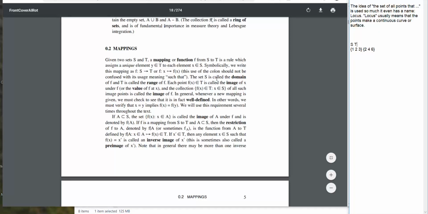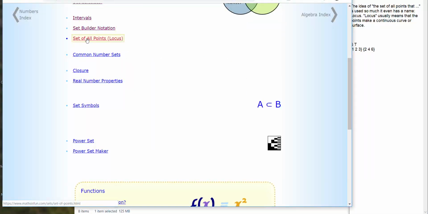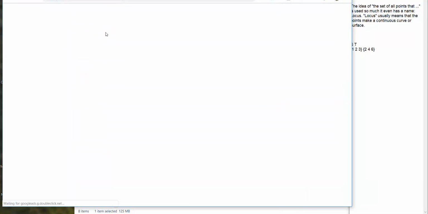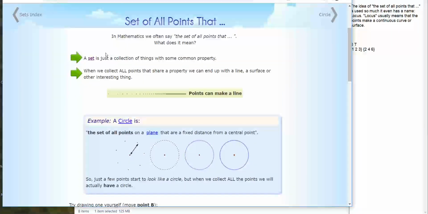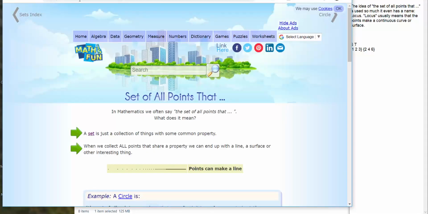Set S is called the domain of f and T is called the range of f. Let's quickly, like really quickly, revise the locus here. And if you take a look, where was it again? The set of all points.